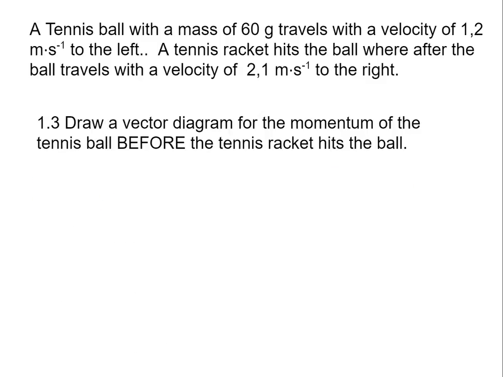Okay, then they also asked me to draw vector diagrams for these momentum representations. Now, momentum is a vector, and a vector is represented by an arrow. The length of the arrow represents the magnitude, and then the direction of the arrow will be the same as the direction of the momentum. So my momentum beforehand was to the left, so my arrow points to the left, and the length will represent 0.072 kilograms meters per second. The length will be drawn to scale according to the magnitude of my vector.